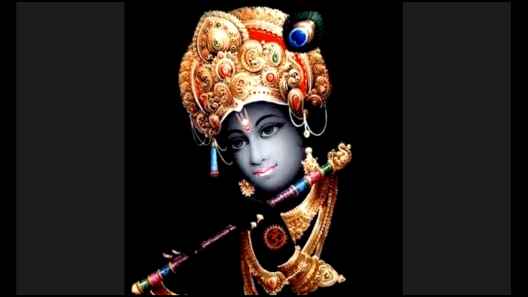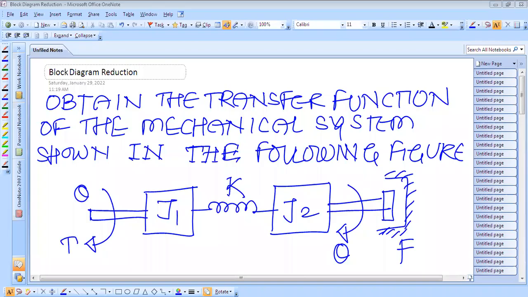Good morning, students. Today we'll solve some numericals and we'll discuss block diagram reduction. Okay, so we have to obtain the transfer function of the mechanical system, which is shown in this figure.